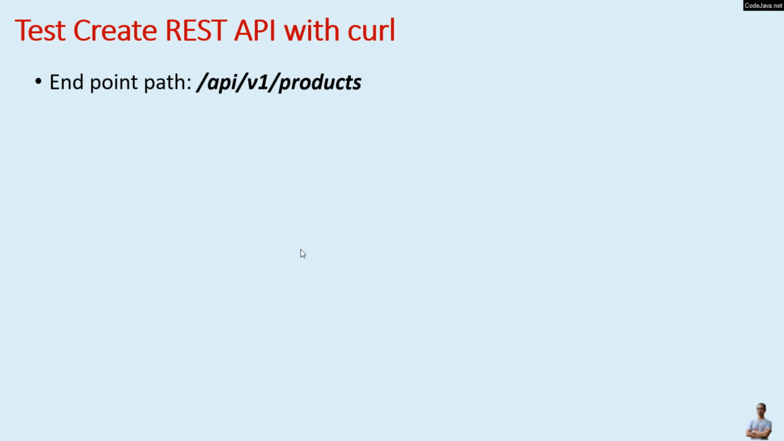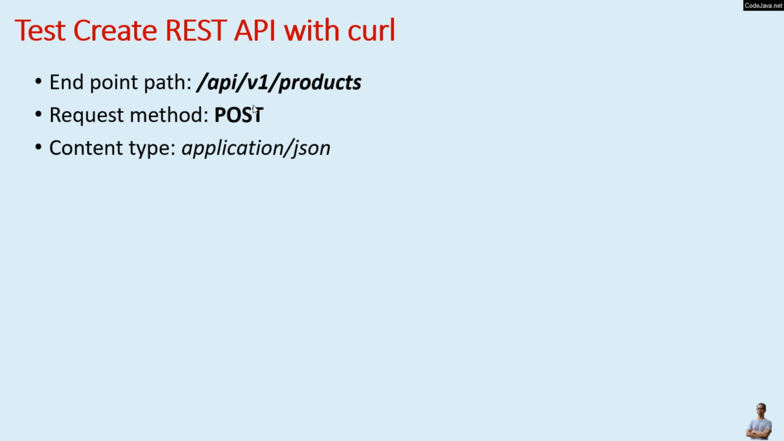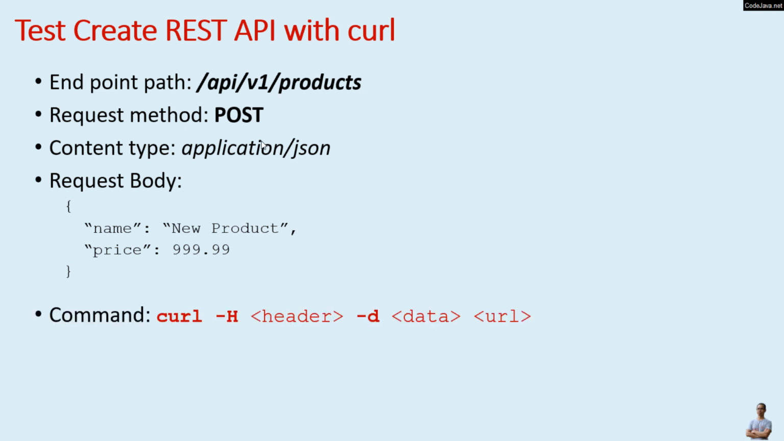Next, I'm going to show you how to test the create REST API with the curl command. I use the endpoint path /api/v1/products, and for the create REST API, the request method is HTTP POST, and the content type of the request is application/json, and the request body must contain a JSON document that represents a product with two fields, name and price, you see.